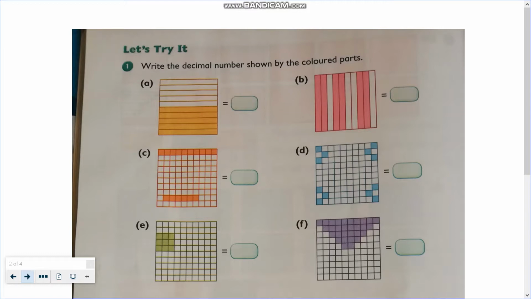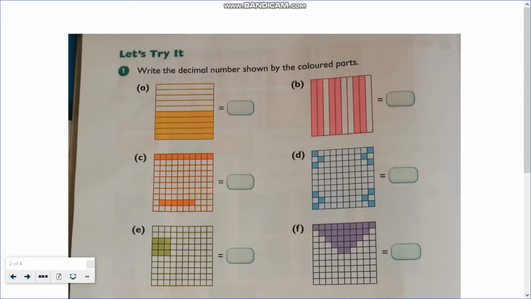Okay, let's try answering letter A. So this square is divided into 10 parts. So we have tenths. So let's count the shaded part. 1, 2, 3, 4, 5. So there is no whole number, so we have to start with 0. 0.5 or 5 tenths. Alright? Now letter B is the same with letter A, so I will go with letter C.